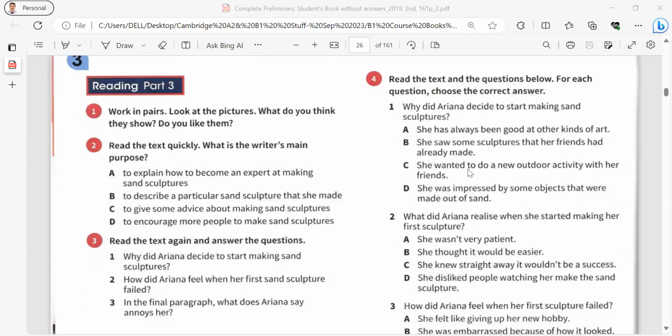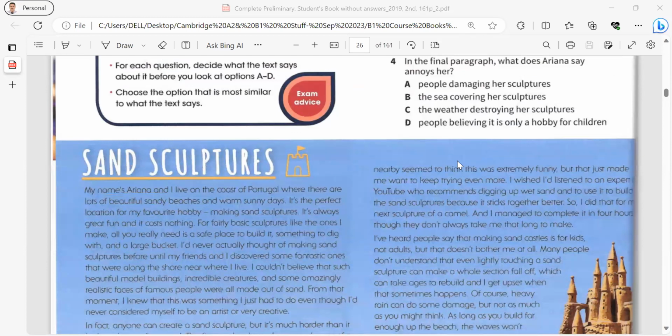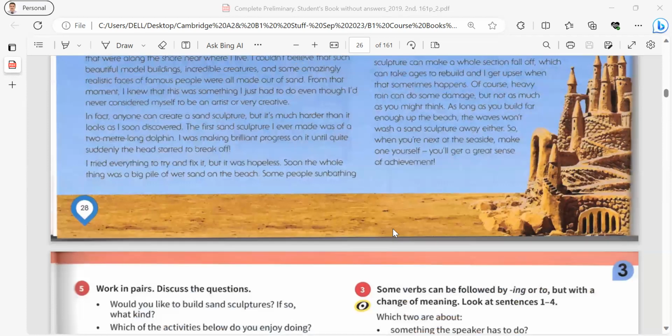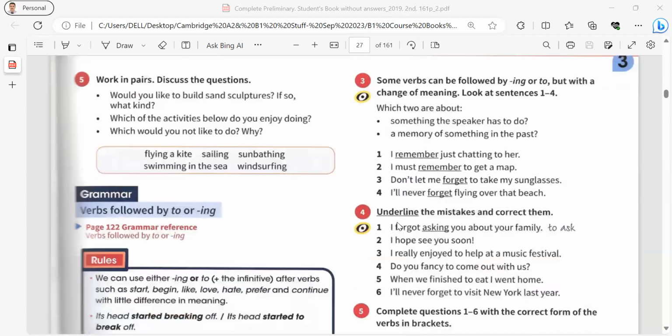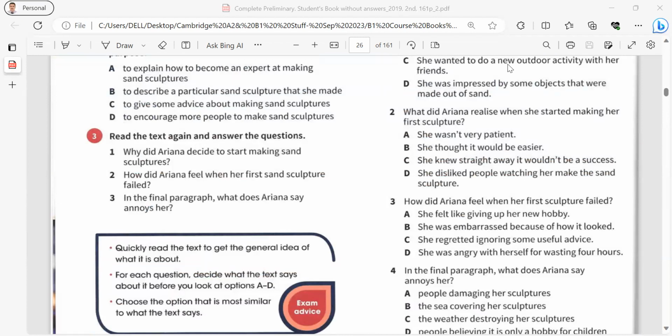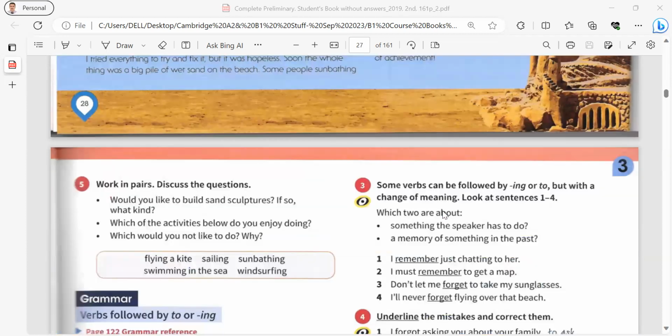Did you answer the passage reading part 3? This passage, sand sculptures, here, page 26 or 28. Can you see it? I think the last lesson you just told me we read it. Okay, did you answer it? No. Type quickly now.